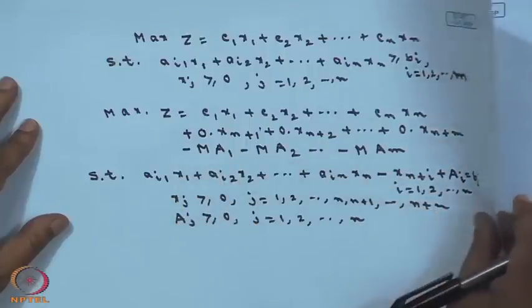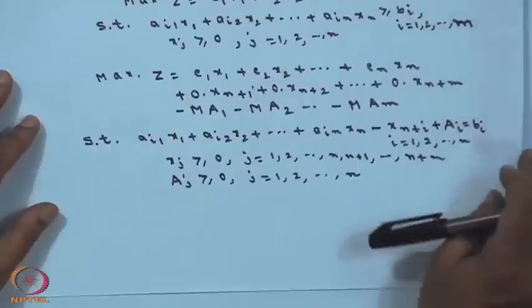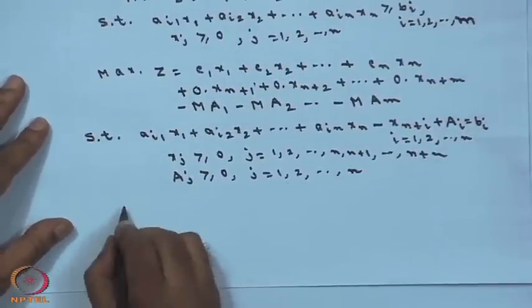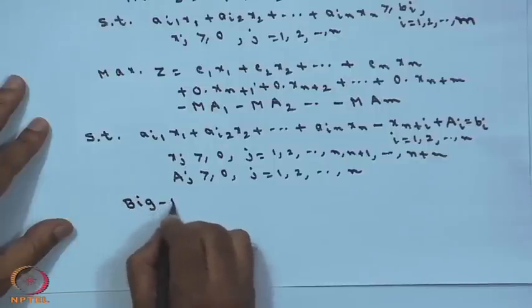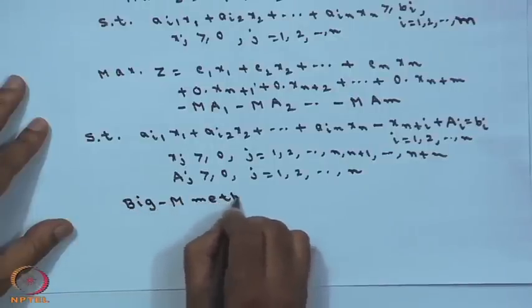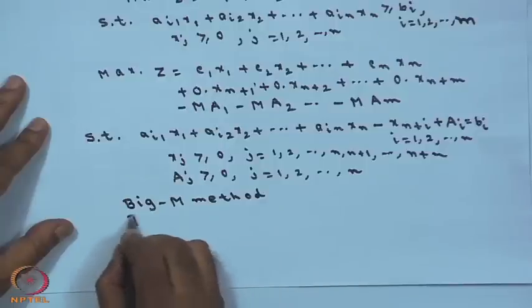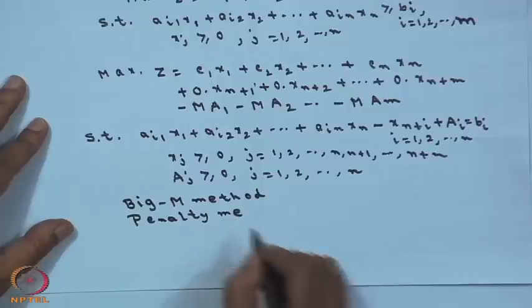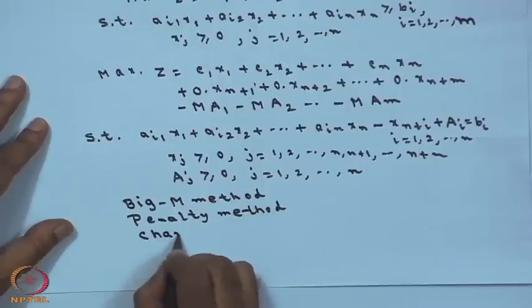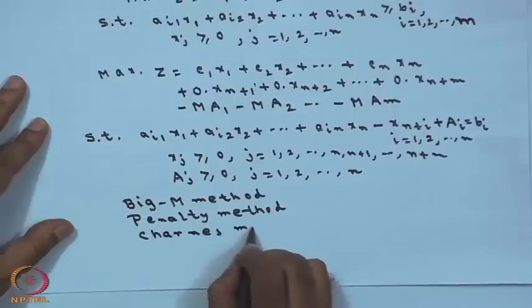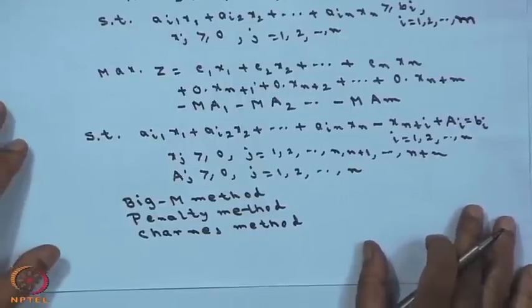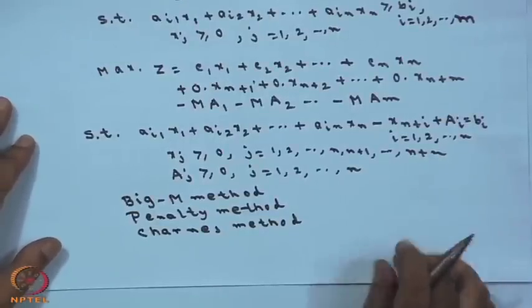This modified simplex method, basically for solving the LPP when a large penalty is associated, is known as the Big M method, or sometimes we call it the penalty method, or sometimes we call it the Charnes method. So, this method is known as Big M, penalty, or Charnes method.